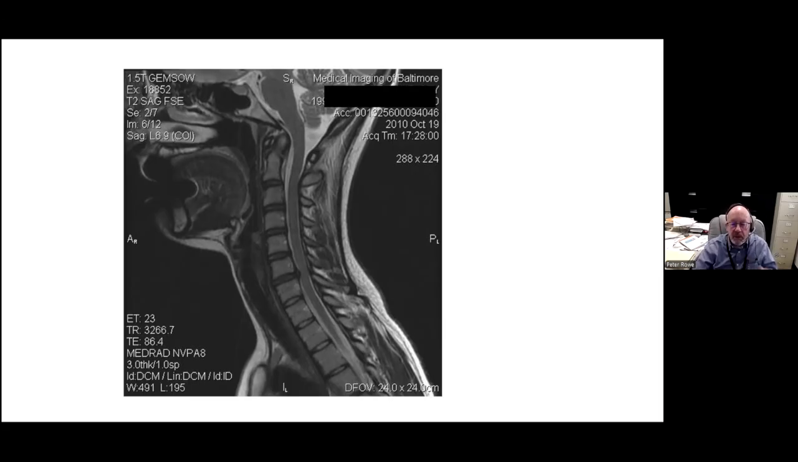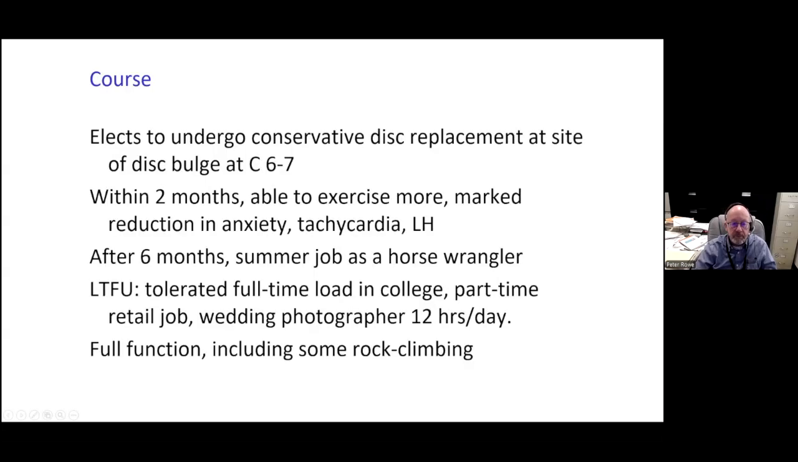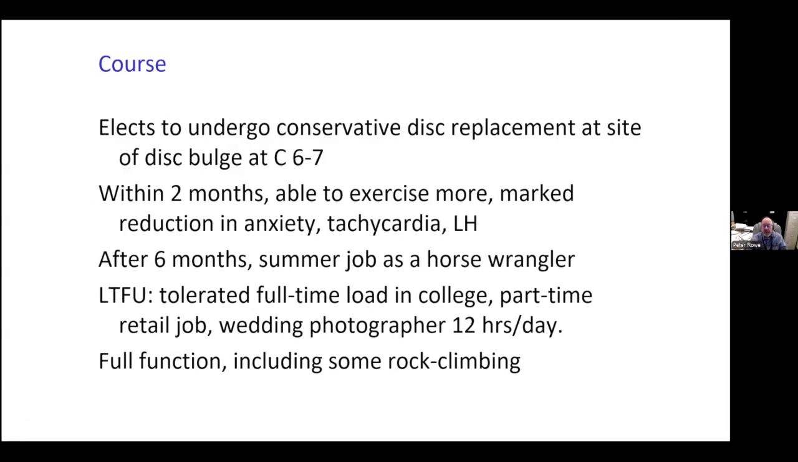So he did the most conservative thing, the least invasive thing he could, which was to place in this area an artificial disc without fusing the adjacent segments of the spine. Within 2 months, she was able to exercise more, be much more active, took a job as a dog walker, and noticed a big reduction in her anxiety, her tachycardia, and her lightheadedness.